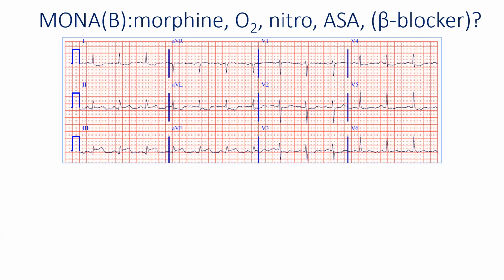So the rule of thumb: if they're hypertensive and tachycardic, but their lungs are clear and you're not worried about them going into shock, their blood pressure looks good, then I think a beta blocker is very reasonable.